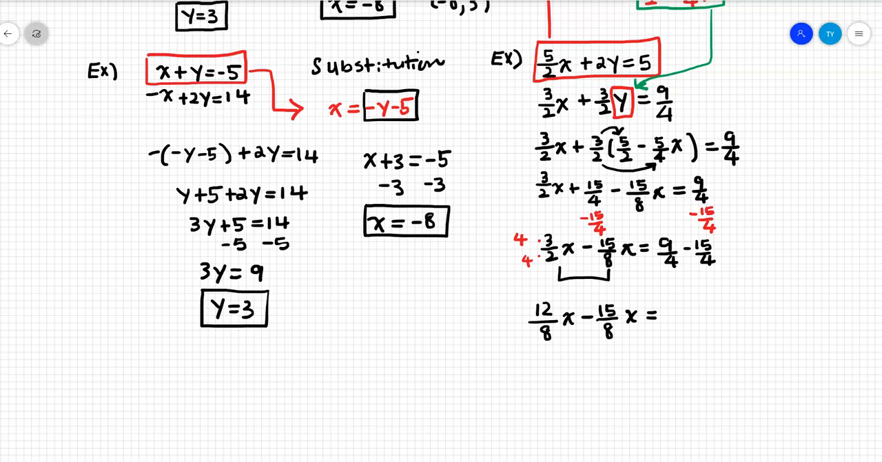Here we already have a common denominator, so we're just going to subtract 9 minus 15. There will be a minus 6 over 4. So on the left-hand side, 12 minus 15, you got minus 3 over 8x. Then you got minus 6 over 4. So we are going to isolate the x by multiplying by its reciprocal, minus 8 over 3, on both sides.